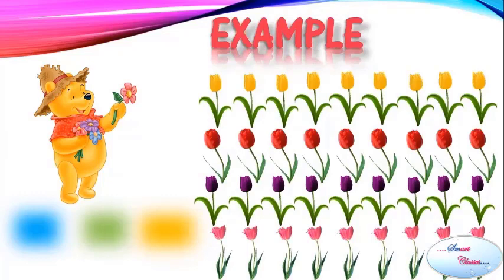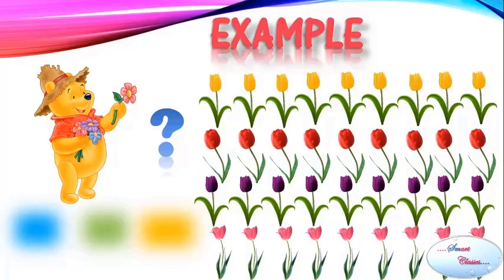For example, we can see here a lot of tulip plants. How many plants are there? Can you tell me? Don't worry, I will tell you. Here are a total of 36 plants. As you can see, it is clearly visible that there are 4 rows of these plants. 1, 2, 3 and 4. Can you find out how many plants are there in each row?